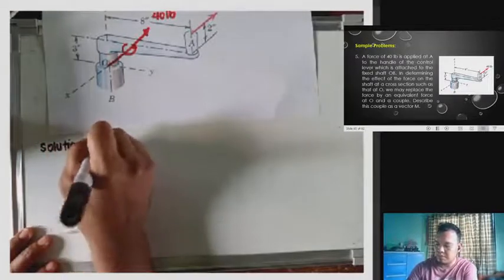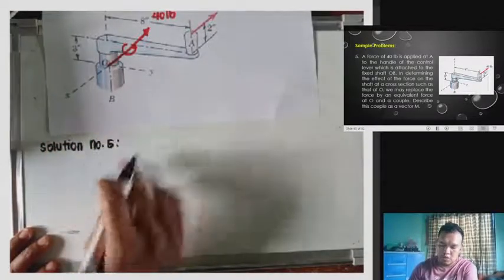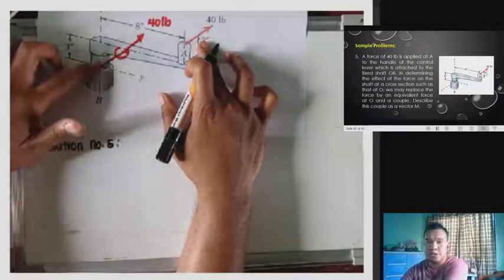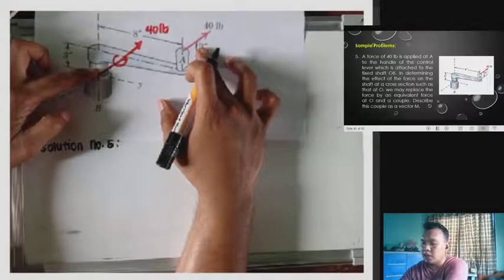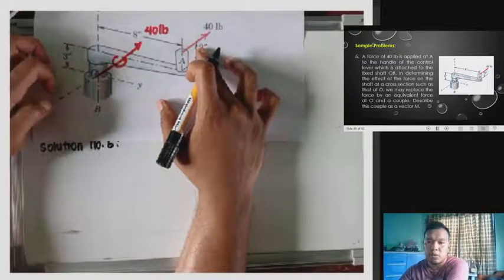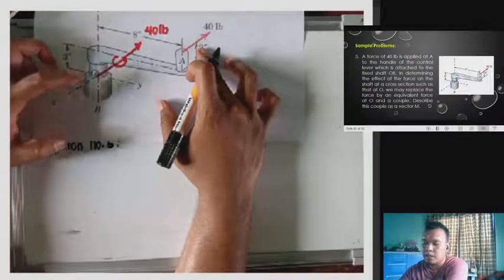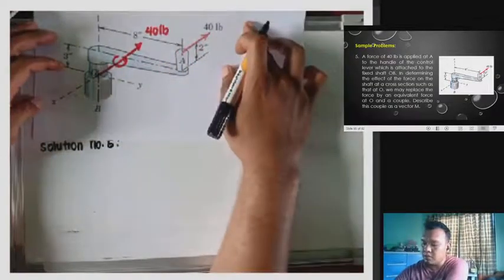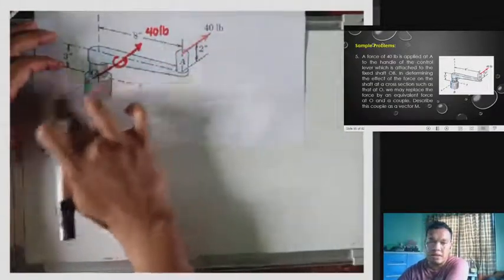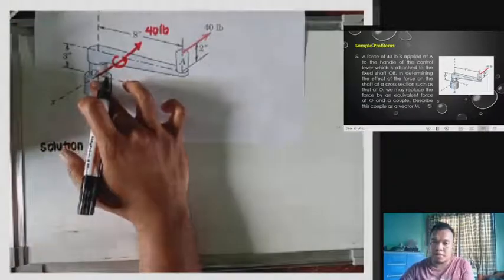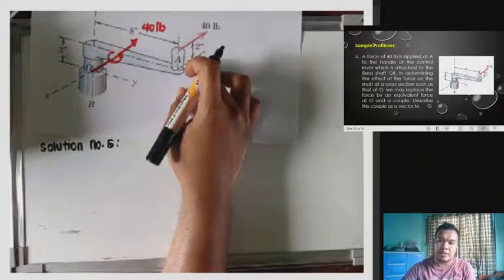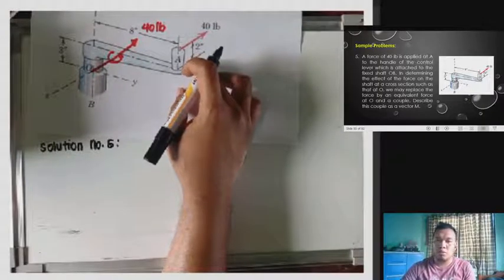Solution number 5. We have here, if this is the force, we will take its moment about point O. So if that is point O, we will take the moment about the axes of O. So we have the Z, Y, and X axes. Since the force is parallel to the x-axis, there is no moment about x, so we have no Mx. Therefore, our moments are the moment about the z-axis and the moment about the y-axis.